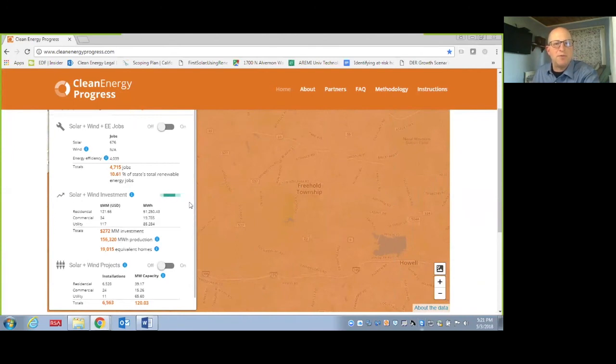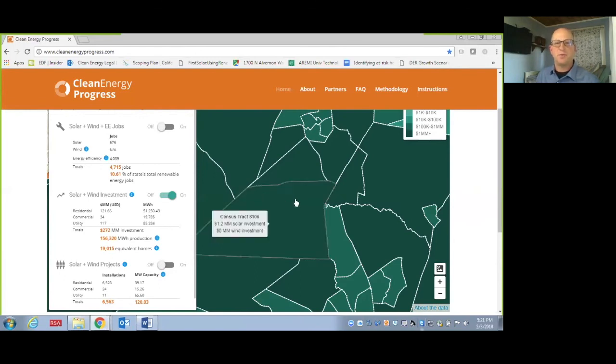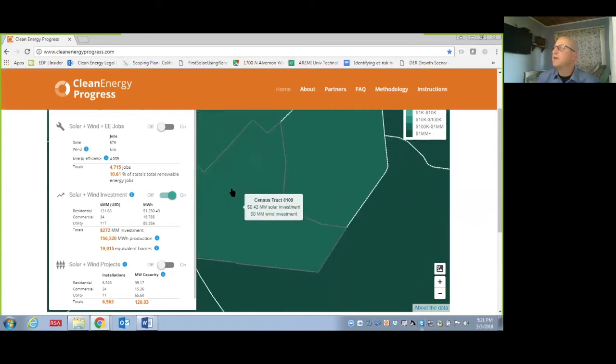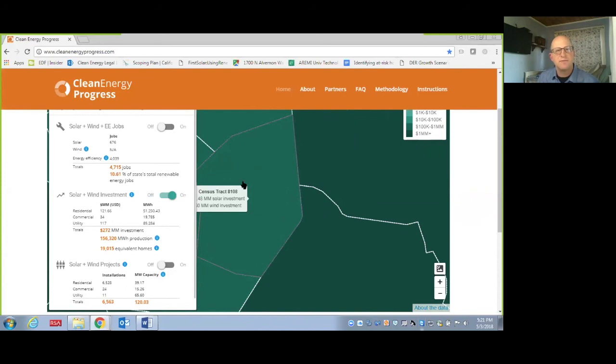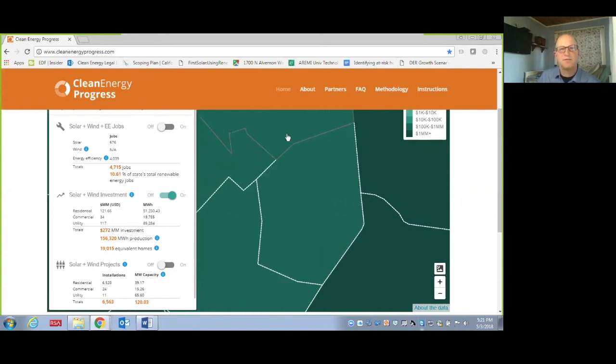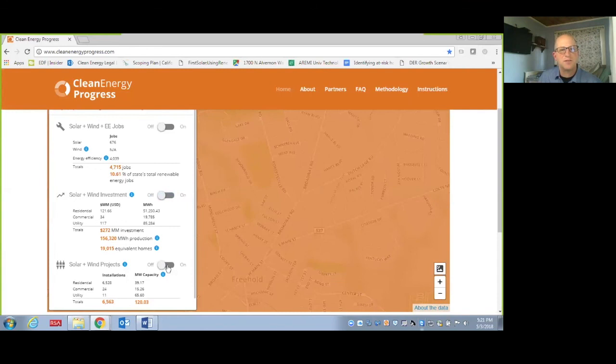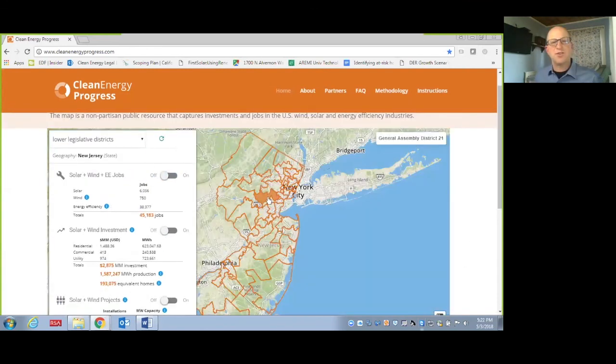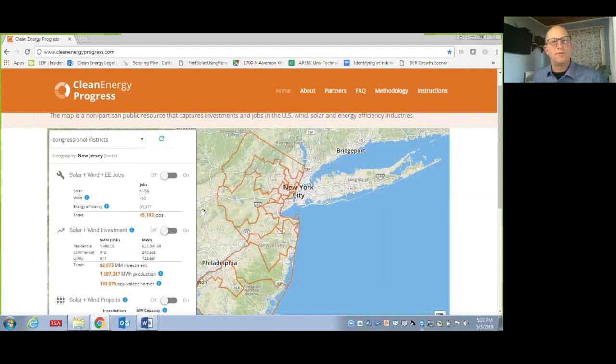And let's say we wanted to see how much money was spent investing in Freehold Township for solar and wind. Again, down to the census tract level. We can see in town about 0.42 million or $420,000 was spent investing in solar at that census tract. Now, I'm not sure which one of these neighborhoods has Bruce's house in it, but you can see the level of precision that this map provides, and that you can also get to congressional districts of interest for New Jersey.